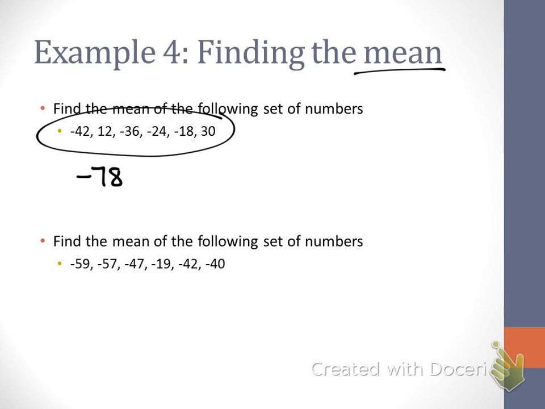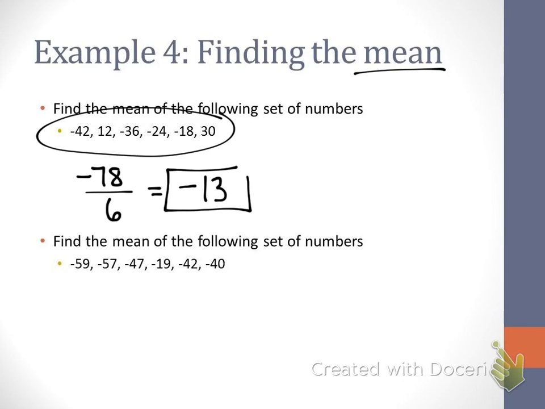-78. Now, what do I divide it by? 6. I divide it by the number of numbers. And now that I'm dividing, do I have an even number of negatives or an odd number? It's odd, so my answer is -13. All right, I want you to do the second one on your own.